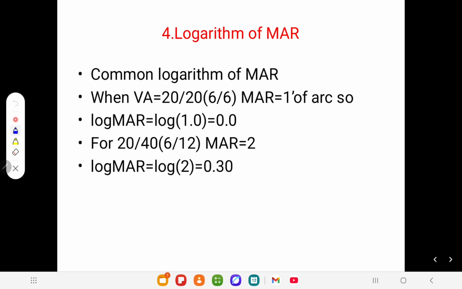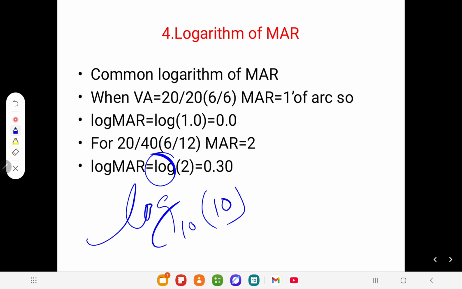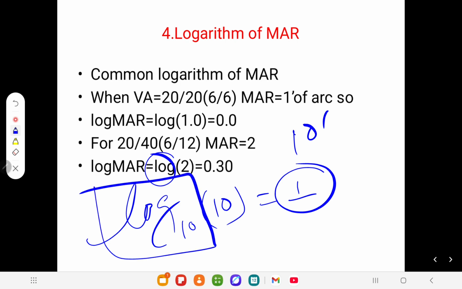LogMAR: you just put MAR into the log. Finished. It's basically this. Whenever we don't mention the base, we have to know that it is log base 10. And if it is log base 10 and the MAR is 10 in the case of 6/60, then it means 1, isn't it? Basically 10 to the power 1, that's why it's 1. So for logMAR, you don't have to worry about anything, just take log base 10 and put the value of MAR there, whatever comes will be the result. Okay, it's that simple.